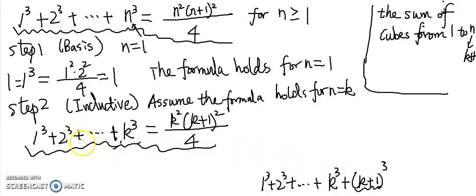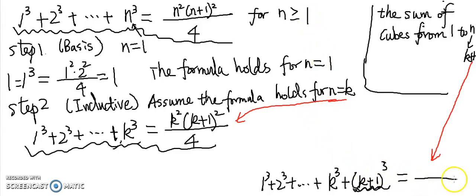So if we compare the left hands, we can see we only have the new term that went in. This is the formula we have, for n equal to k. But the formula we need to prove is for n equal to k plus 1. And on the right-hand side, if we plug in, we will get 4 on the bottom.